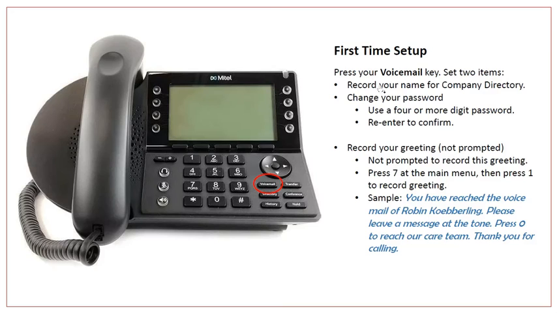So after you have recorded your name and changed your password, you will go to the main voicemail menu in the voicemail system, and you will press 7 when you hear that main voicemail menu. Then you'll choose 1 to record a greeting. This is where you can complete the voicemail setup. When we look at the flow chart in a moment, I'll show you again where you go to do this.